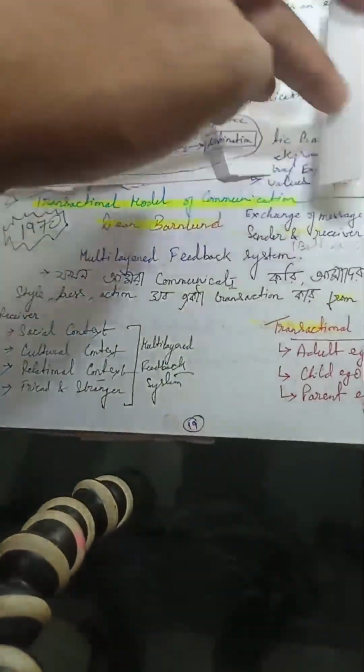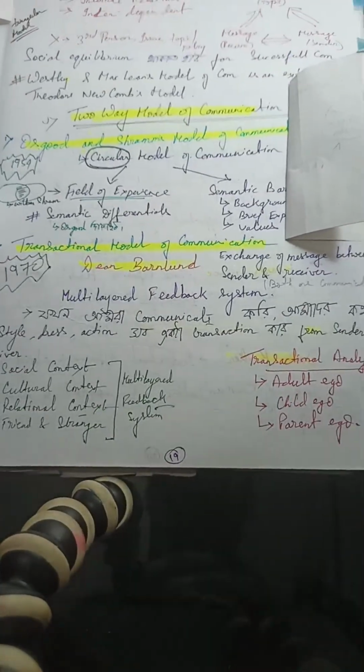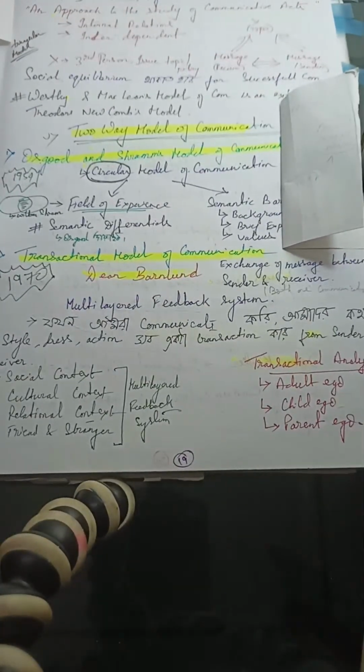Now we will be talking about the transactional model of communication. Transaction means exchange. It was given by Dean Barnlund in the year 1970. This is the exchange of messages between sender and receiver. It is actually a multi-layered feedback system. The moment we communicate, we expect that feedback must be there. So this is two-way and non-linear, where feedback is welcome.